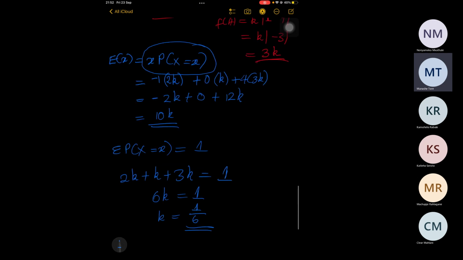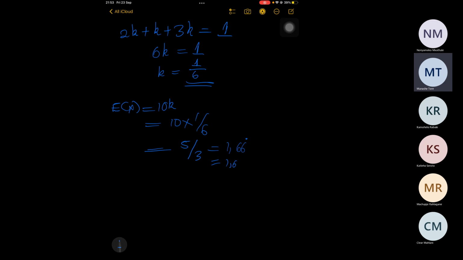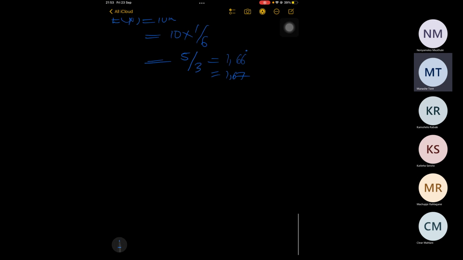Then if k is equal to 1 over 6, we had already established that our E of x is going to be 10k, which is 10 times 1 over 6, which is 5 over 3, which is 1.66 recurring, or just 1.67 as he gave the answer. So this is how you work out this question. Do you have any questions before we move on?